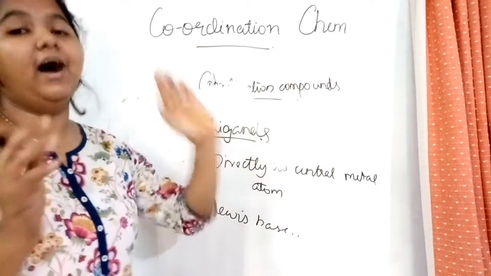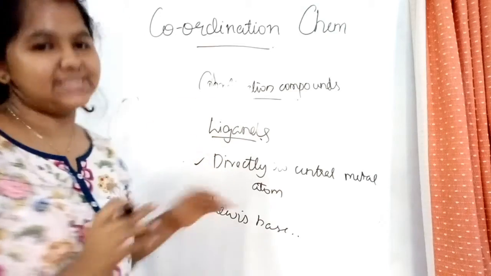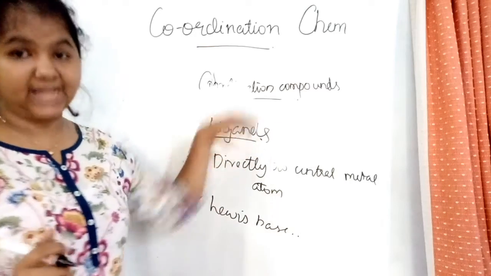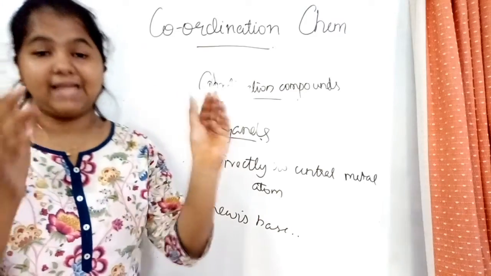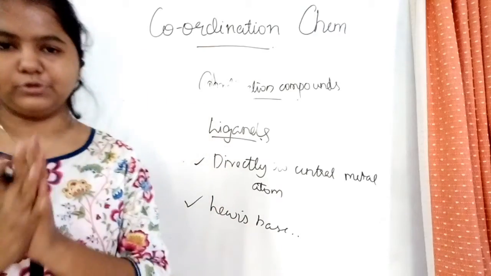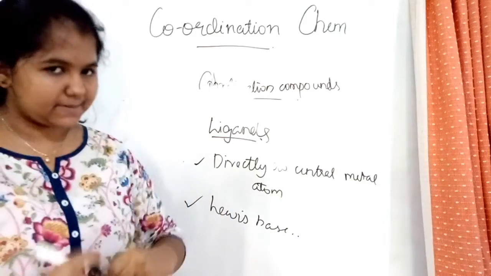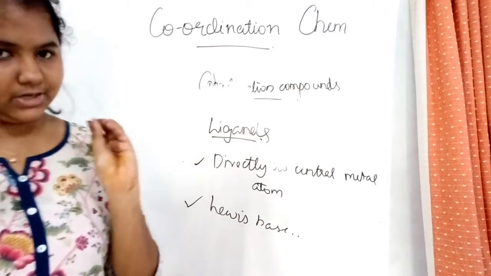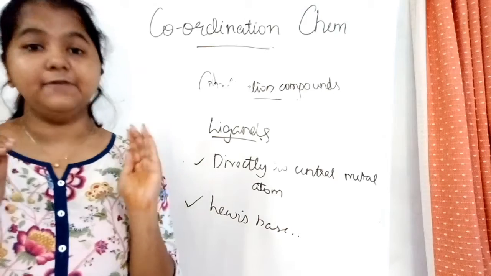These ligands are attached to the central metal atom. What is the central metal atom? A Lewis acid. The ligands are the Lewis base and the central metal atom is the Lewis acid. The central metal atom accepts a pair of electrons from ligands and forms the coordinate bond. Okay. So now let's see what the denticity of a ligand is.